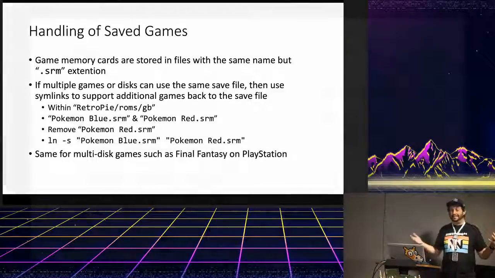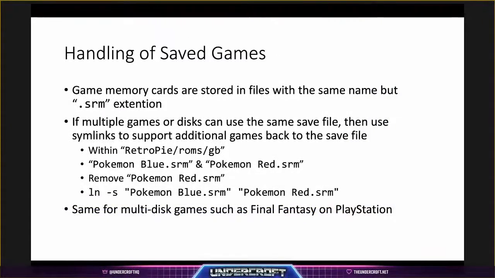This is a Linux term that essentially is similar to what you see in Windows with the little arrow on the icon on your desktop. The point is that it's not really a file, it's just a reference to another file, but it can have a different name. And so this allows us to have Pokemon Blue.srm and Pokemon Red.srm, where one actually is just pointing to the other. This is very common also in multi-game PlayStation games.